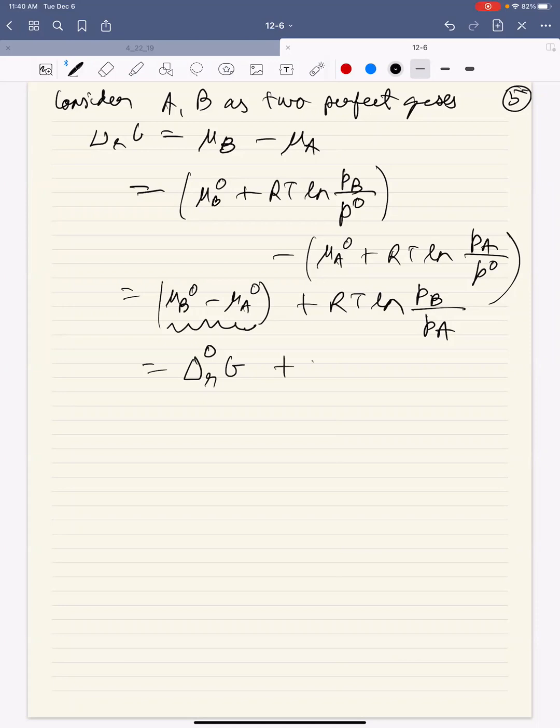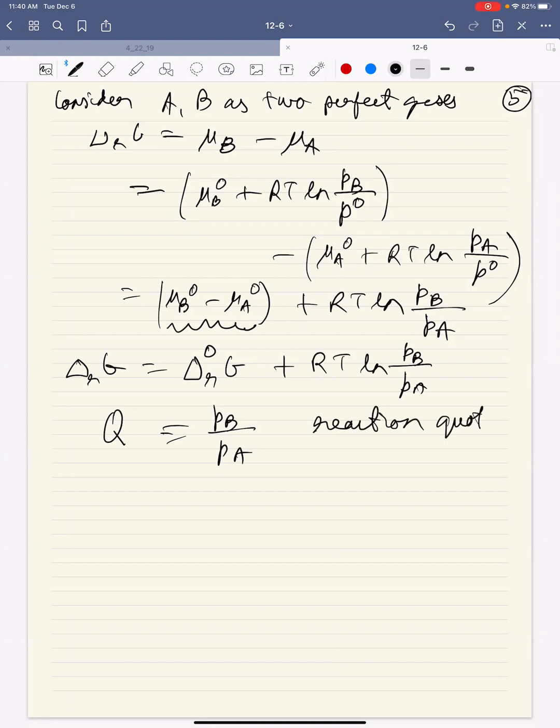What is more interesting is this stuff inside the log over here. This is ln PB by PA. So what have we said here? We have said delta RG is equal to delta R naught G plus RT ln PB by PA. PB by PA is defined as the reaction quotient, Q. For an ideal system, it is the ratio of partial pressures. We will generalize it in a moment.